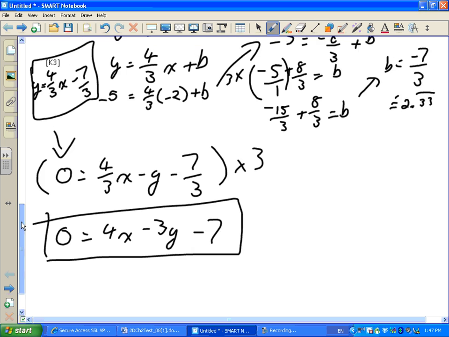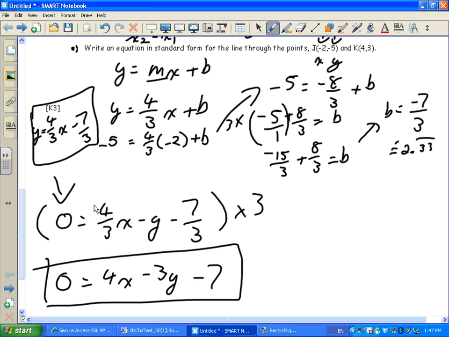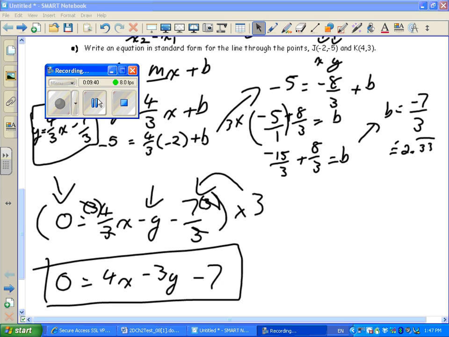Standard form, it says. It canceled out the other 3. When I brought it in here, it became 7 times 3. Those 3s cancel out. Same idea with the 4. Those 3s cancel out. But then there's a 3y you had to put in front.